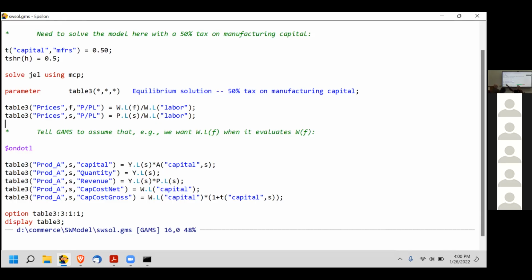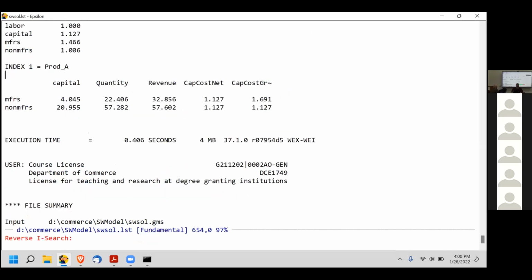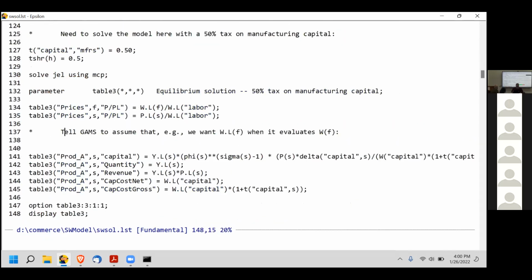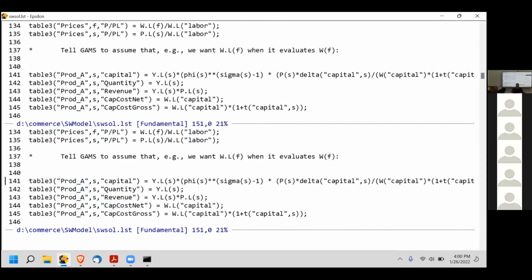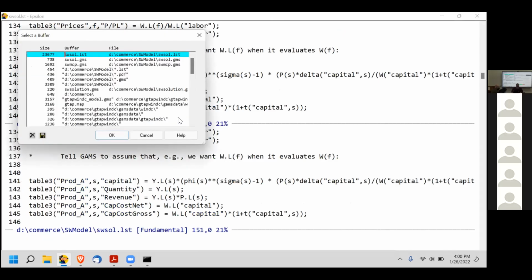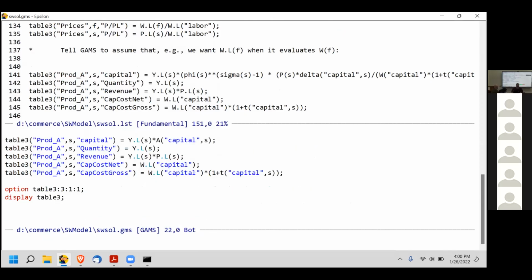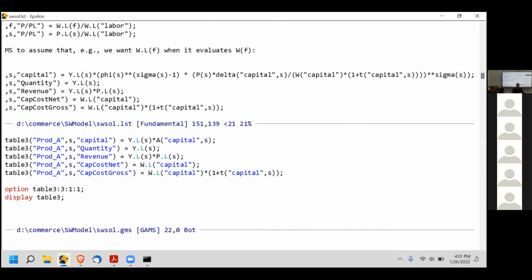So you see the A is doing a substitution. If I look at the listing file, you'll see what actually gets evaluated here, swsol.list. Here's what we've written: prod A capital is equal to y.L times A. And what GAMS does above is it expands the A as a macro, by putting in all of the equations for the compensated demand function at that point.